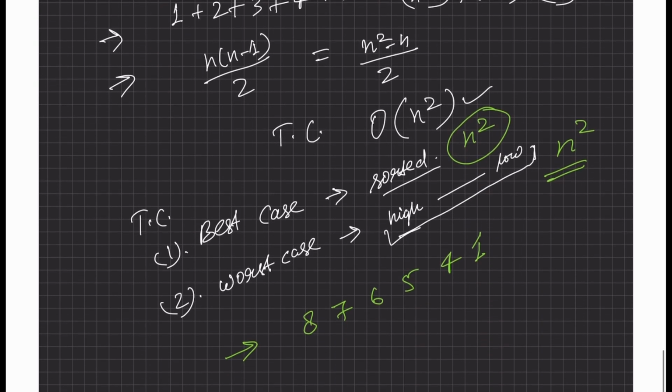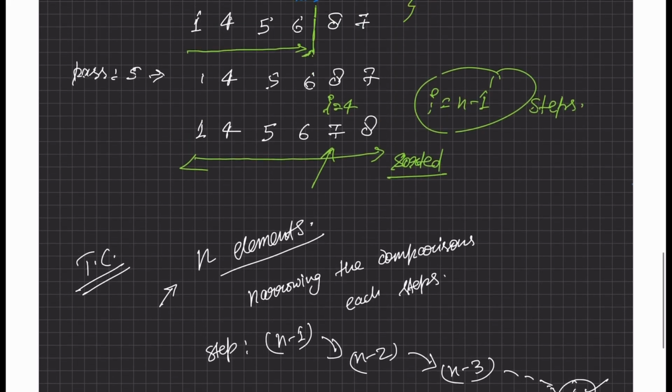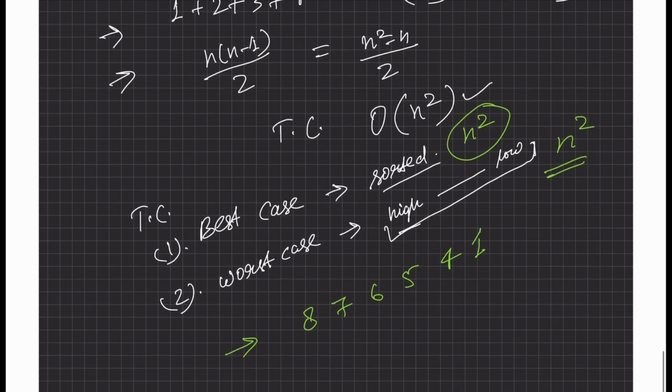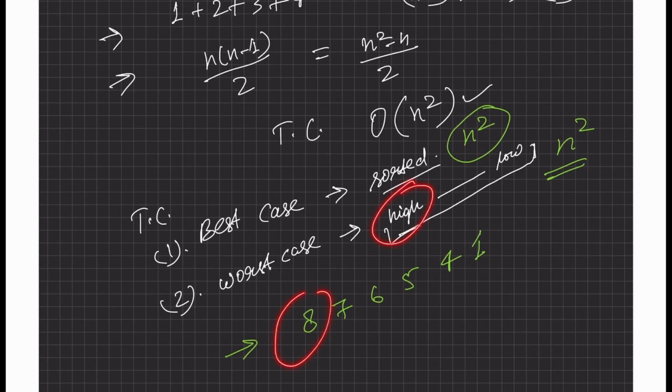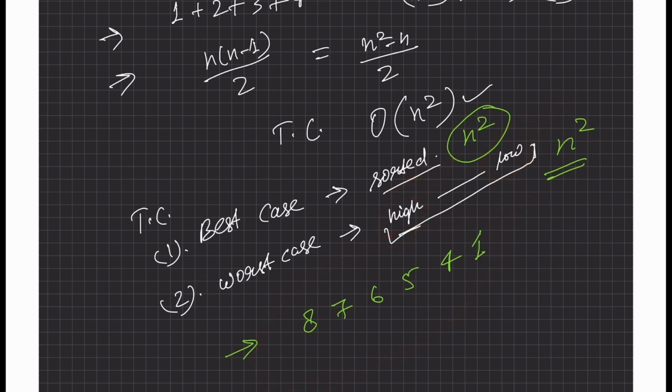And now to check the worst case scenario, our elements would be arranged like this. That means the highest element would be at the first position, and the lowest element would be at the last position. This is the worst case scenario that can happen in the selection sort. In the worst case scenario, you are still going to make the same number of comparisons to sort the elements at each step. So the time complexity at the worst case would also be n square.